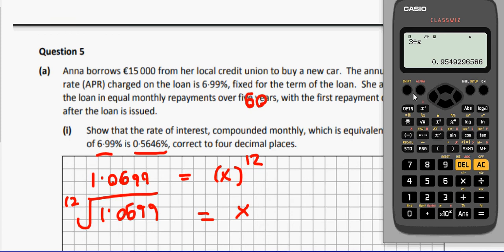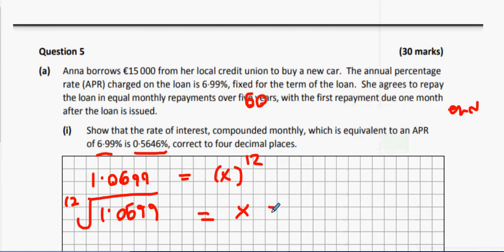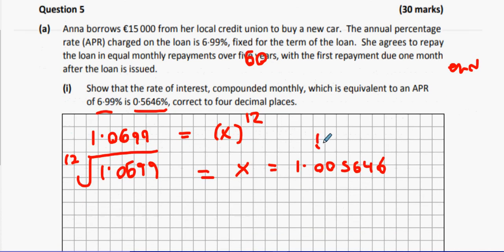shift 12 root 1.0699, I got 1.0564, which equals 1.00555646. Okay, now these are 10%, that's a%, and this is 0.5%.